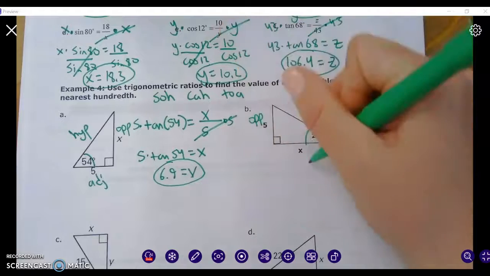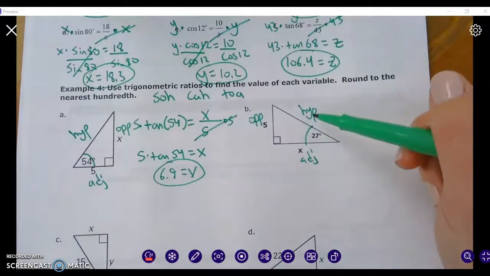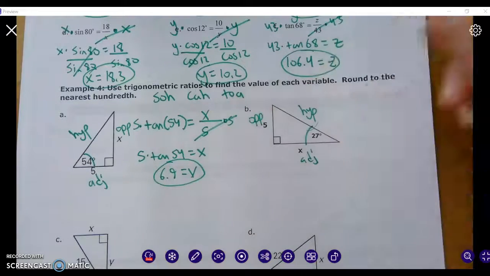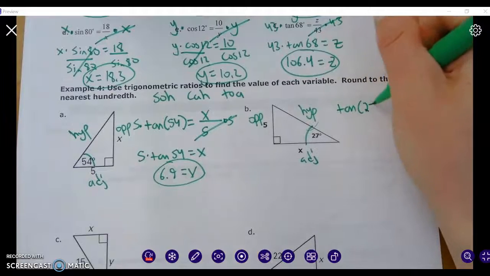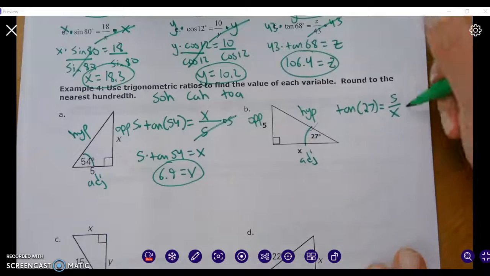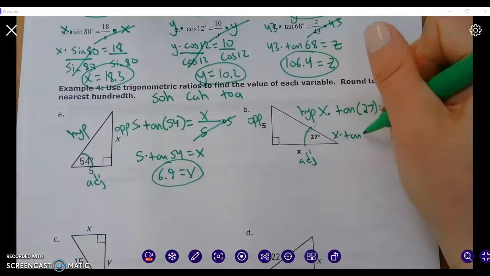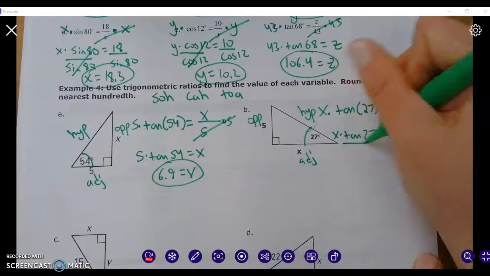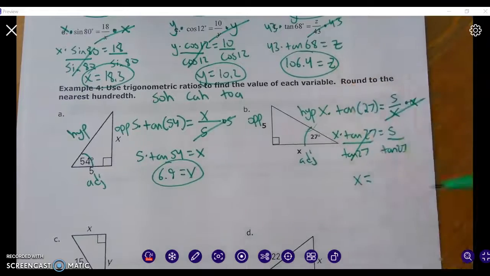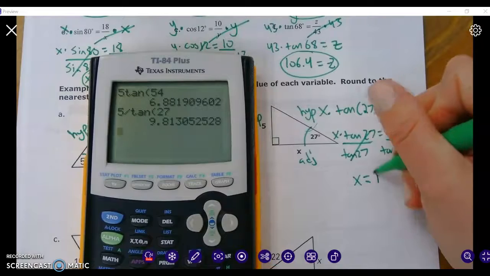Okay, and then 5 is opposite, x is adjacent, and our hypotenuse is blank. So again, since the hypotenuse is blank, there's nothing there. We cannot use sine or cosine, so we can only use tangent. So we have tangent of 27 equals 5 over x. And then I multiply both sides by x. So 5 divided by tan of 27 is about 9.8.